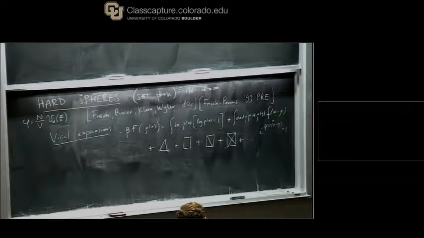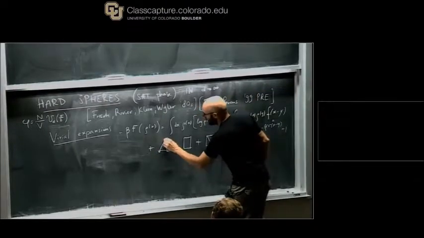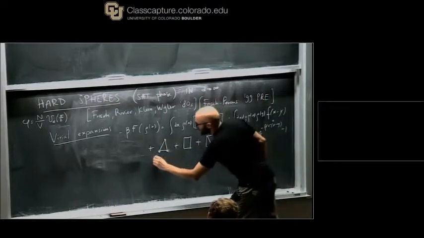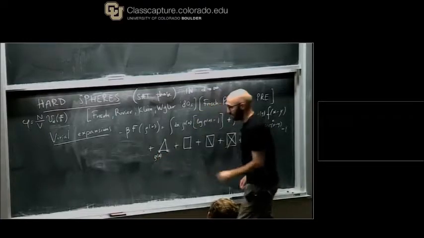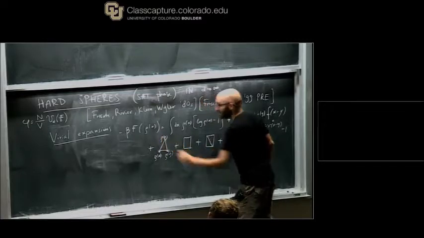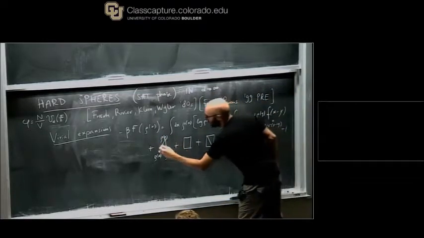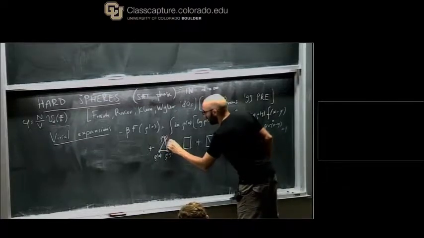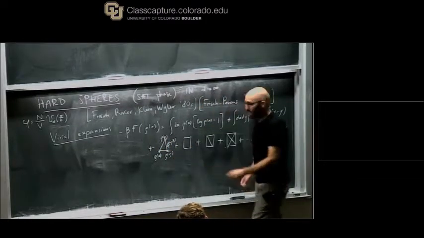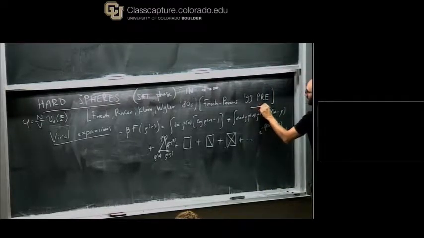And what does this mean? These are diagrams where each point is a density. If you have a point here, you put rho of x. Here you put rho of y. Here you put rho of z. Each line is going to be a Mayer function. So here you will have f of y minus z, and so on. And then you integrate over all the variables. So this first term is a diagram like this, with x, y, and one function f, and two densities.